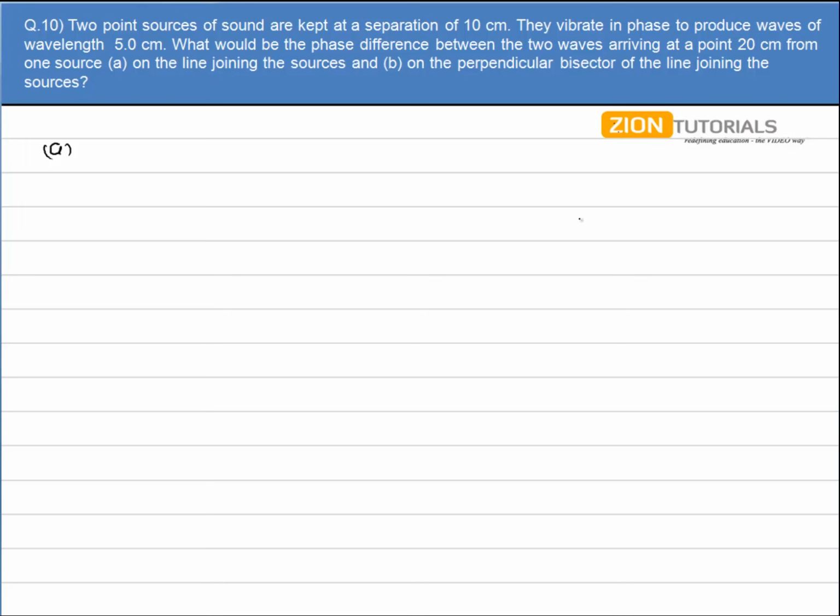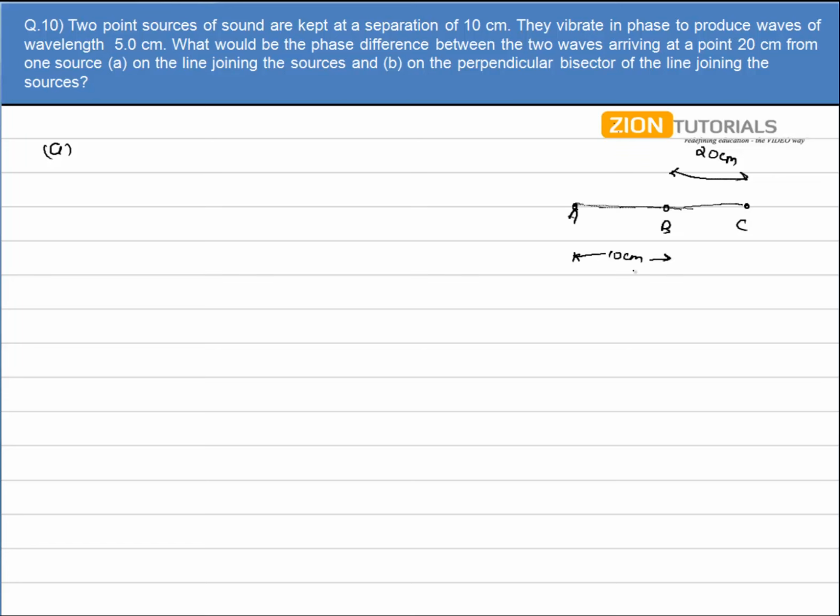Let's say these are my two sources A and B. They both produce sound waves, and I have to calculate the phase difference at a point that is 20 centimeter from one source. Let's say this distance is 20 centimeter, and they are on the line joining. So this is the case, and the distance between A and B is given as 10 centimeter.